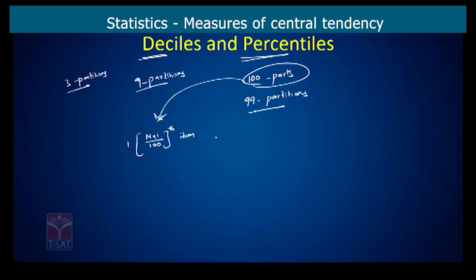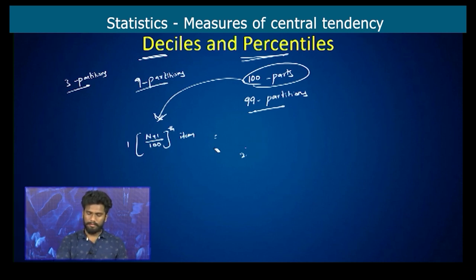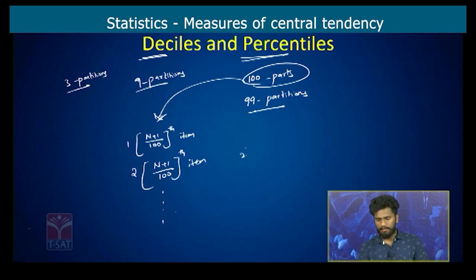If we get fraction values here, like 2.5, 2.75 or 2.25, we have discussed how to calculate the value. When we discussed median and quartiles, we discussed how to find out those values. Okay. Now the second percentile is given by 2 into (n plus 1)/100th item, and so on.